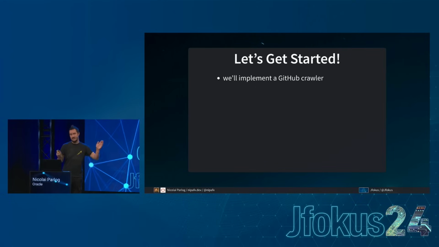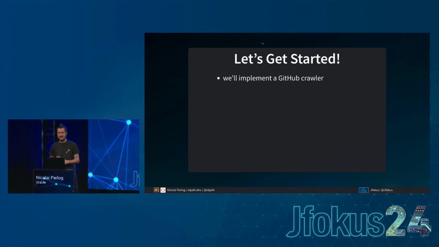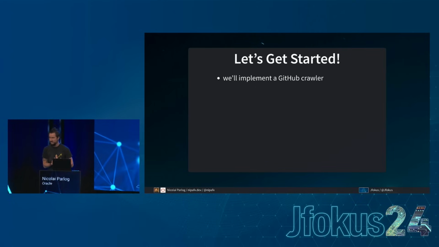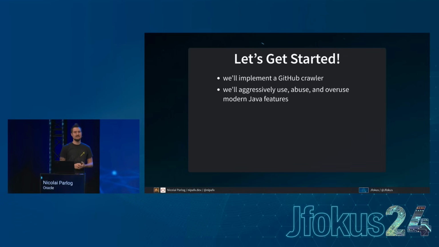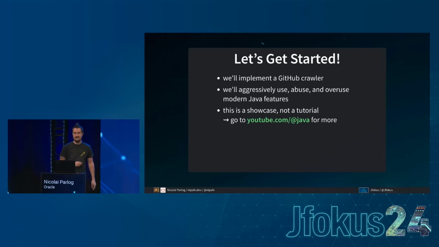We'll implement a small GitHub crawler, although it's not small enough to code everything here, so we'll occasionally get some support from Git, which is my old man version of AI. We'll aggressively use, abuse, and overuse modern Java features. Not everything is meant to be done exactly like this in my production project. There's a lot just to get inspiration.